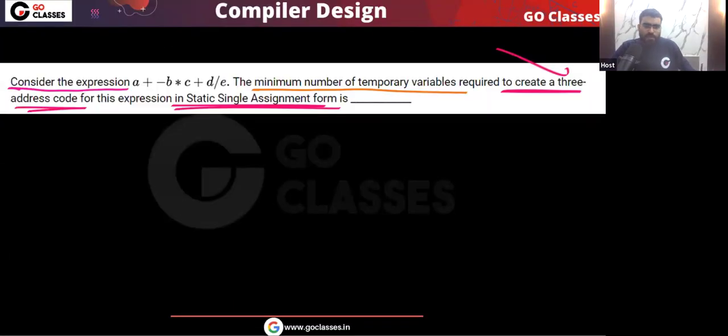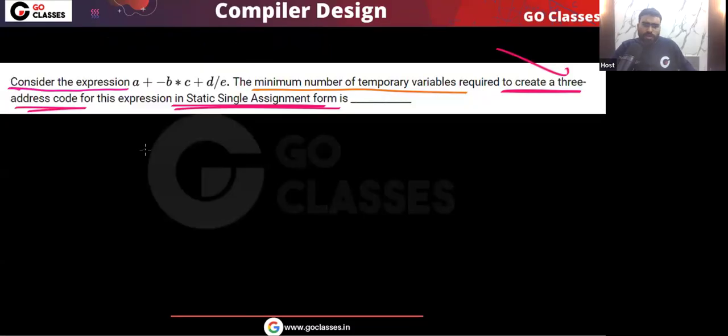So this expression is given to you. The expression is A plus minus B, this is a unary operator, multiplied by C plus D divided by E. First, you need to convert this to 3-address code. You need to create 3-address code in static single assignment form.